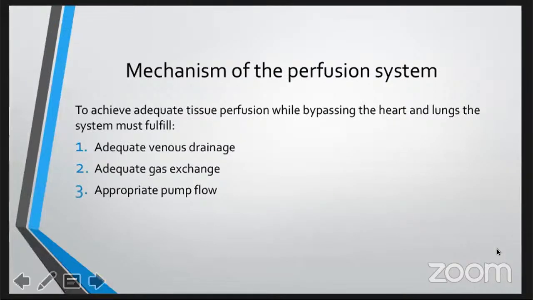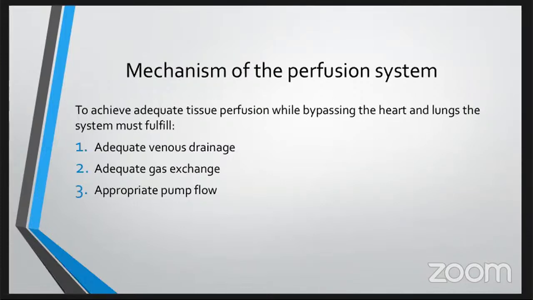So moving to the mechanism of the perfusion system, to achieve adequate tissue perfusion while bypassing the heart and lungs, the system must fulfill adequate venous drainage. Adequate venous return depends on unobstructed flow, whether from inappropriate cannula size or presence of kinking or air, and good intravascular volume in the patient, for example, in case of bleeding. For adequate gas exchange, it depends on the oxygen concentration controlled by FiO2, and the gas flow rate, which we control by sweep gas.